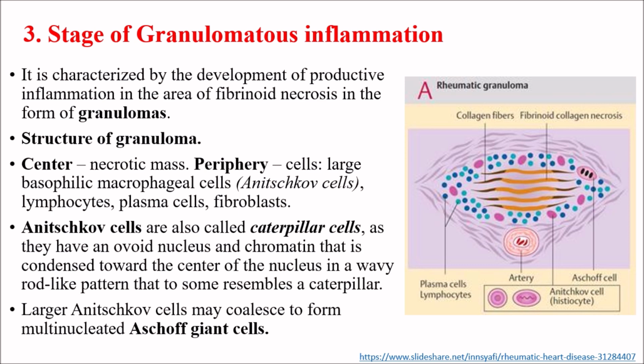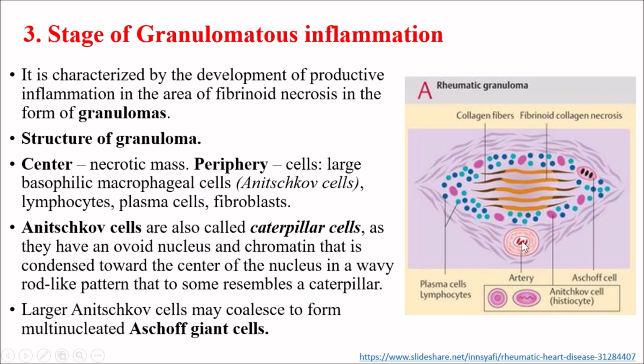Next stage is granulomatous inflammation, or the inflammatory cell reaction. At this stage, the damaged area forms the granulomas, these ovoid structures. You remember from the inflammation topic. The structure includes the central necrosis, and in the periphery here we see the accumulation of the cells.